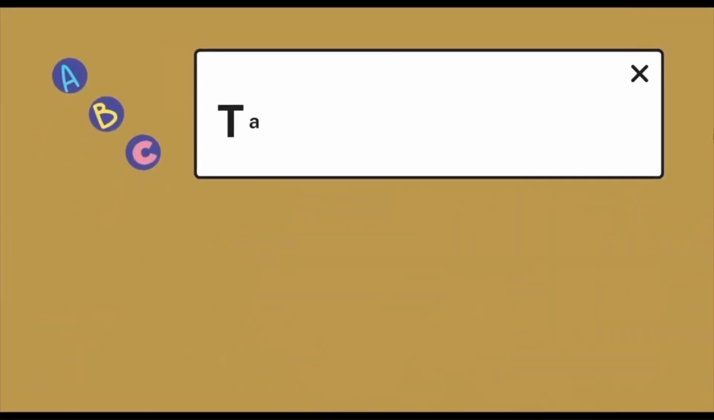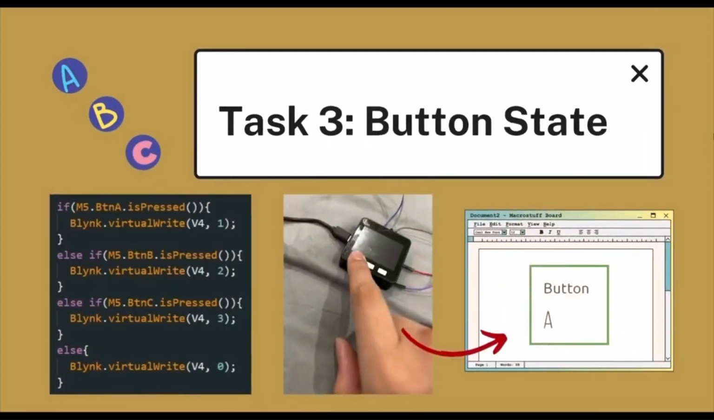For task 3, we will be discussing how to use a button to control an LED and display the state of the LED in the Blink app. To do this, we will use the M5.BtnA.isPressed function to detect whether the button is pressed, and the Blynk.virtualWrite function to display the state of the LED.